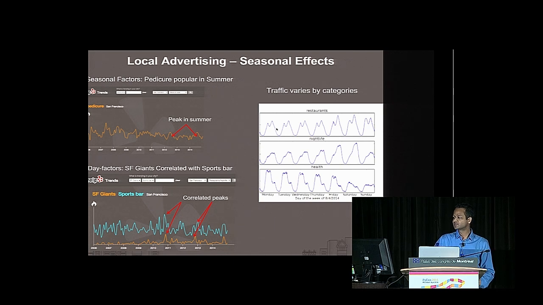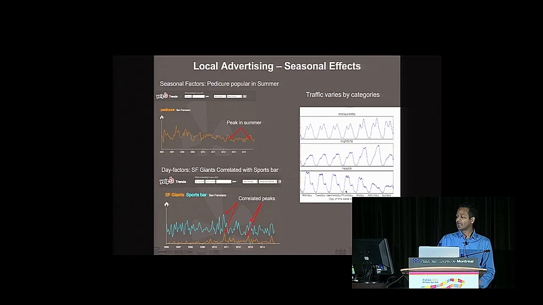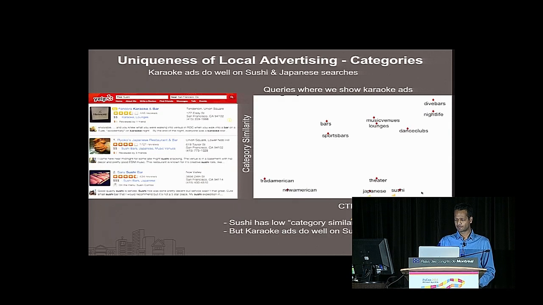Now, traffic also varies by categories. As you can see, people are more interested and searching for restaurants on the weekends. They are also searching for nightlife categories on the weekends, less so on Sunday, but more so on Friday and Saturday. And their interest in health is much less over the weekend, right? Once again, why is this important? This is important because if we can predict demand, then we can do a better job at serving ads, as you will see through the rest of the talk.